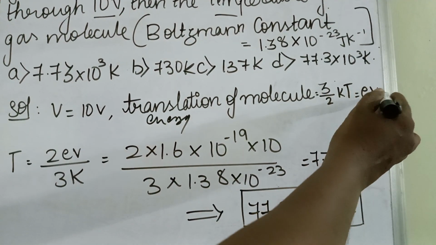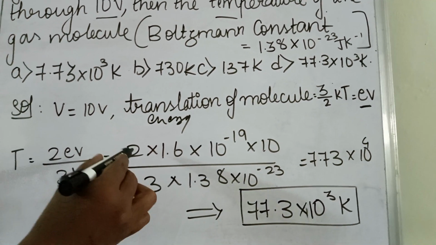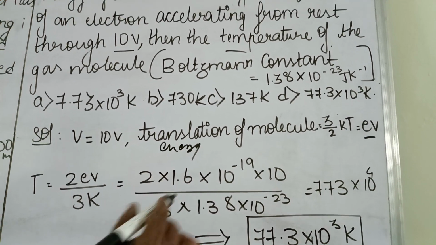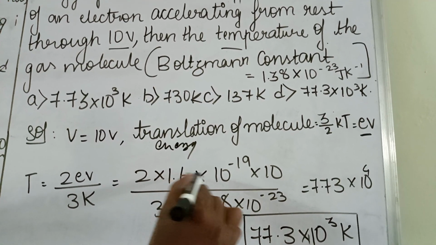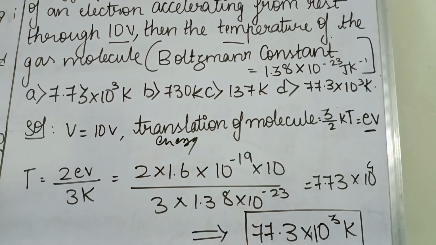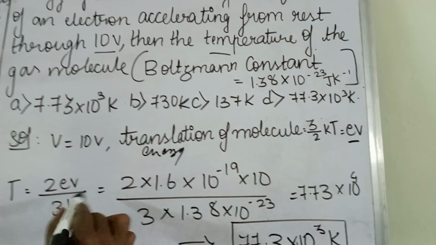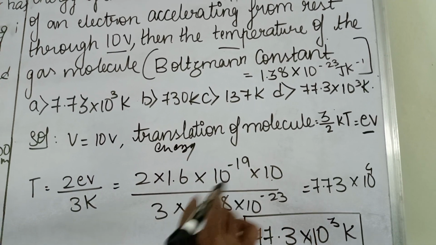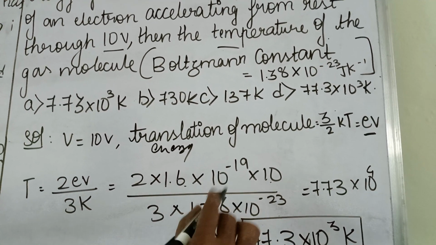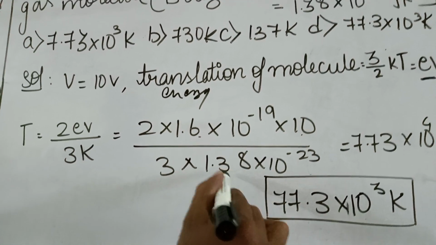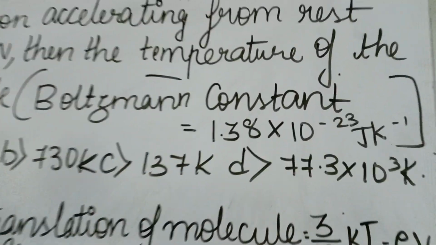So 2eV by 3k. 2eV, this e is the charge of electron. Value of 1 eV is equal to 1.6 into 10 to the power of minus 19, into voltage is what? 10. This is the charge of electron. This is in coulombs. Voltage is what? 10. Divided by 3 into, this is the value of Boltzmann constant.